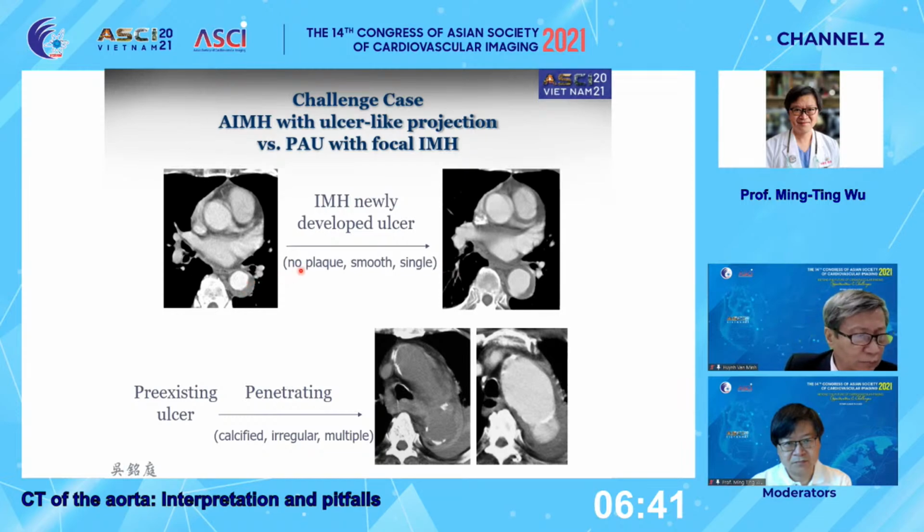Because IMH comes first, and always has no plaque, a smooth interface, and is usually single. Then this is an IMH that developed an ulcer-like projection. In contrary, PAU has a pre-existing ulcer and always has atherosclerotic change and calcification. And the interface is irregular, and you usually have multiple lesions along the descending aorta. So we must differentiate these two entities.